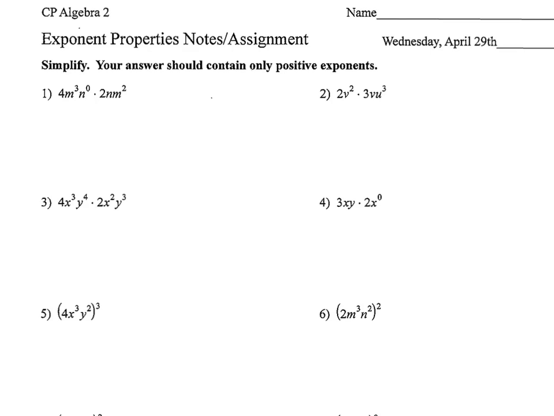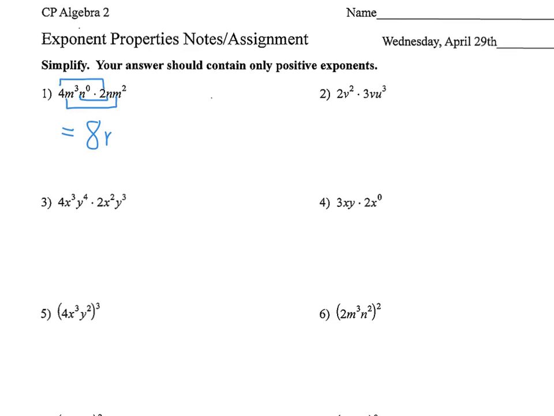I'm multiplying 4m cubed n to the 0 times 2n to the first m squared. And if you remember your exponent rules from Algebra 1, you know that you multiply the coefficients 4 and 2, and then you add the exponents with the like bases. So you're going to add the 3 and 2 on the m's and the 0 and the 1 on the n's. Altogether, that gives us 4 times 2 makes 8 for my coefficient.